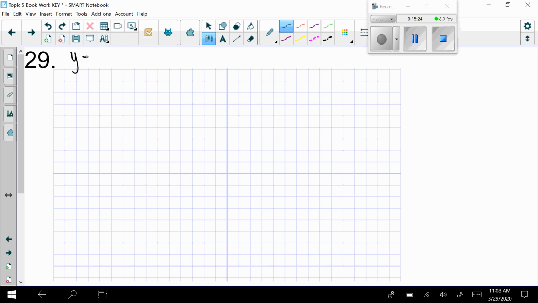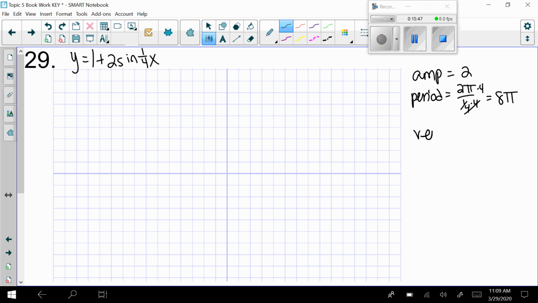Ooh, 29 is a lot going on. Okay. Off to the side, let's see, we have amplitude is 2. We have the period is 2 pi over 1/4. So that's going to be 8 pi. And we have a vertical shift of up 1. Nothing else going on there, no reflections.